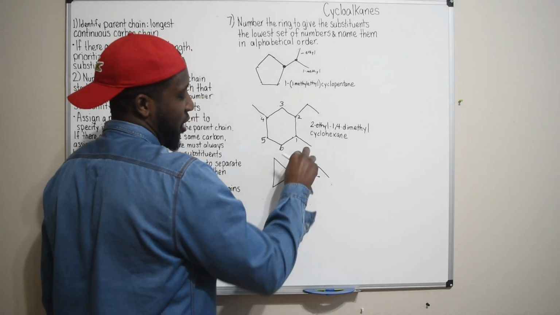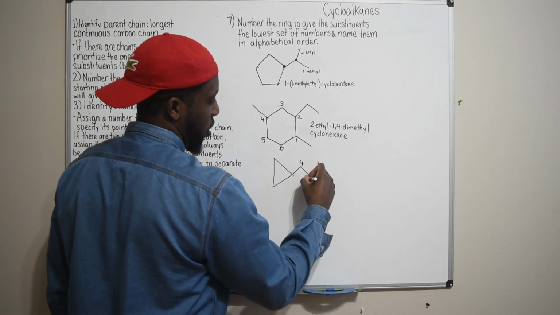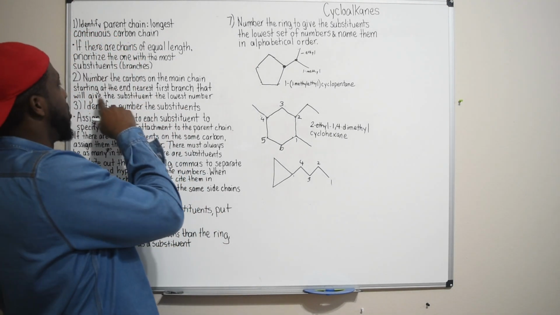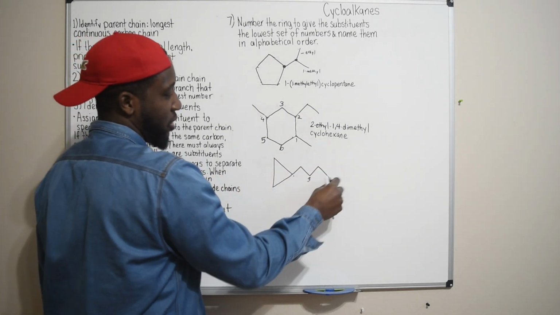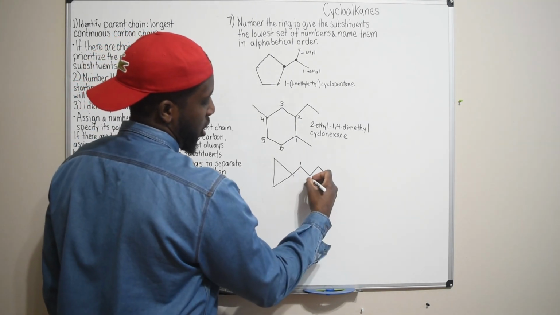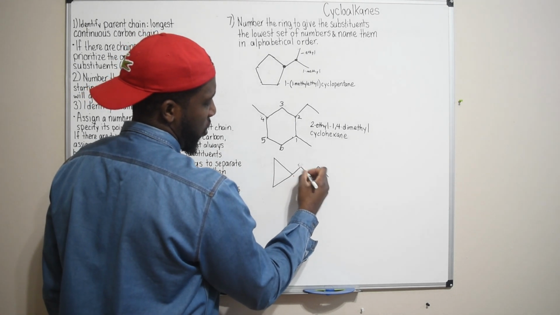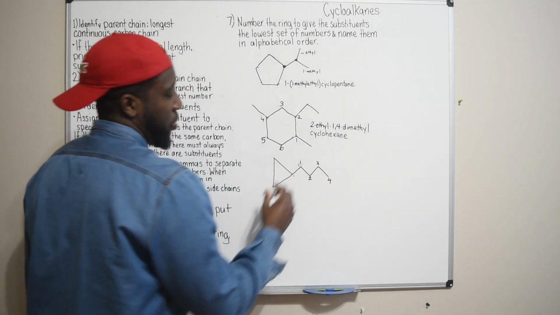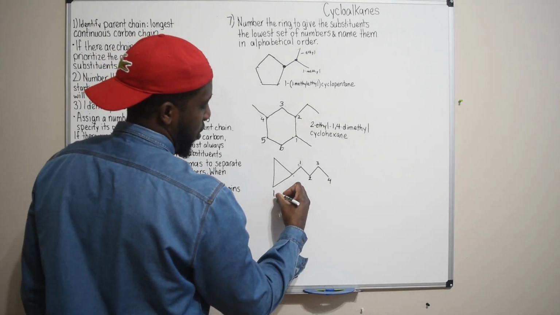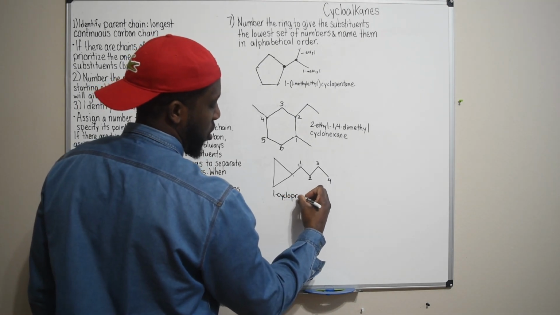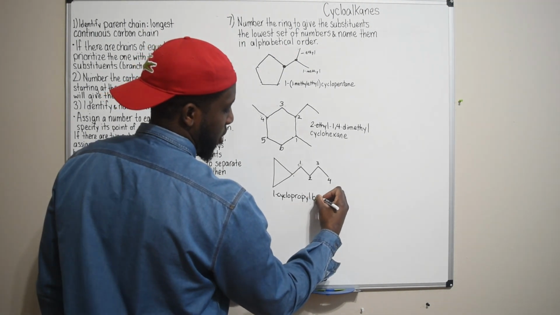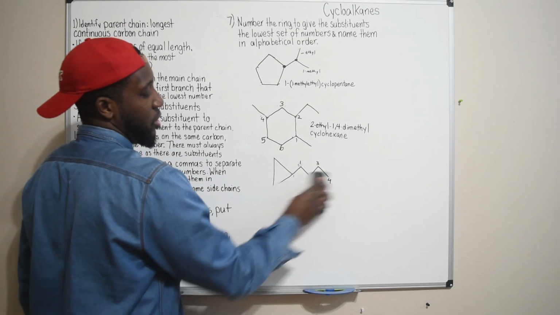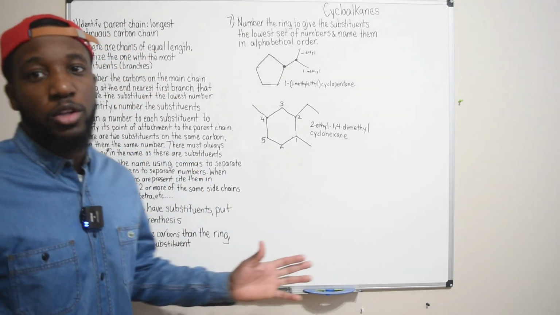What if we went from the other side? We would have 1, 2, 3, 4. So this would be 4-cyclopropyl. Okay, so that violates the rule about giving the substituent the lowest number, rule number 2. So it's gonna be 1, 2, 3, 4. So this is going to be 1-cyclopropylbutane. All right. Easy. Don't make this harder than it is. Remember, if you follow the rules, you will never go wrong.